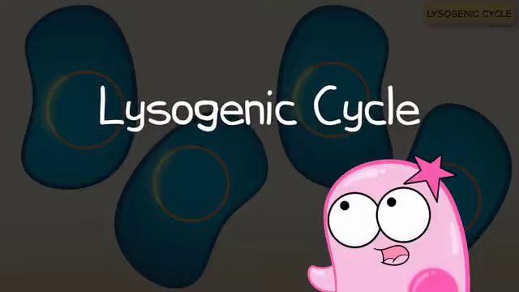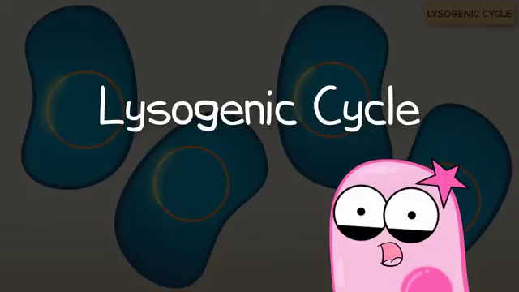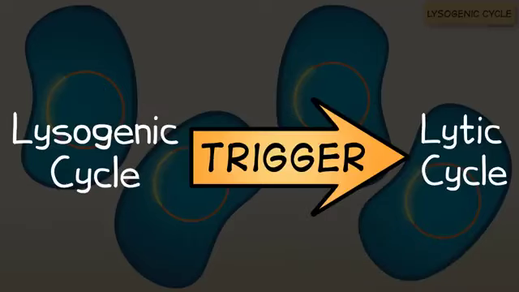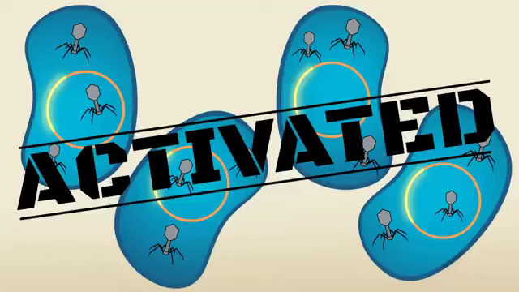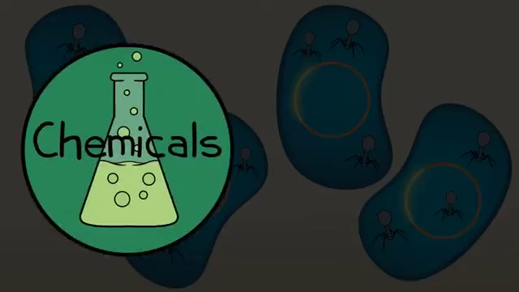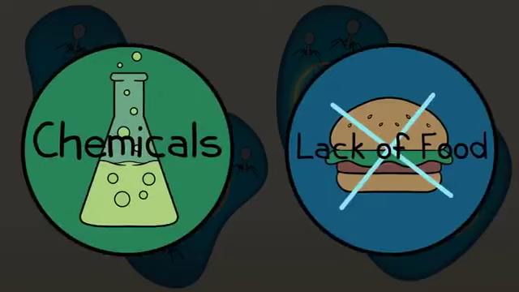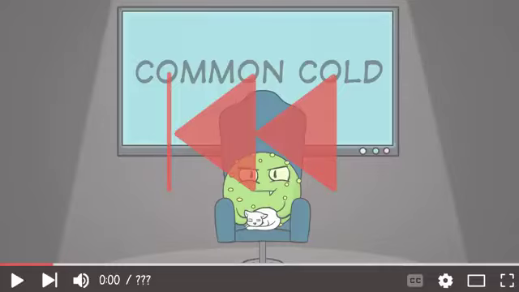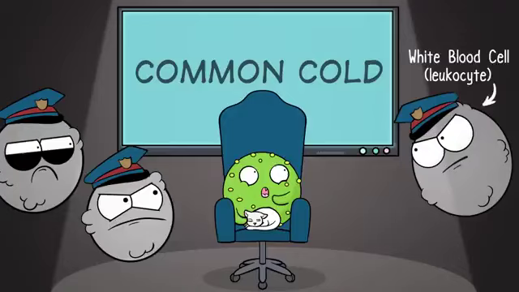That may not seem like a problem, but it really becomes one if the virus gets triggered to go into the lytic cycle from that point, because then all those cells that had the viral genetic material can start assembling viruses. And as far as what triggers it to go into the lytic cycle, it can vary. It could be a chemical trigger, for example, or a lack of food for the host. Going back to the common cold, a lot of times it has to run its course. Your immune system will typically take care of it, and medications can help with the symptoms so that they don't feel as bad.